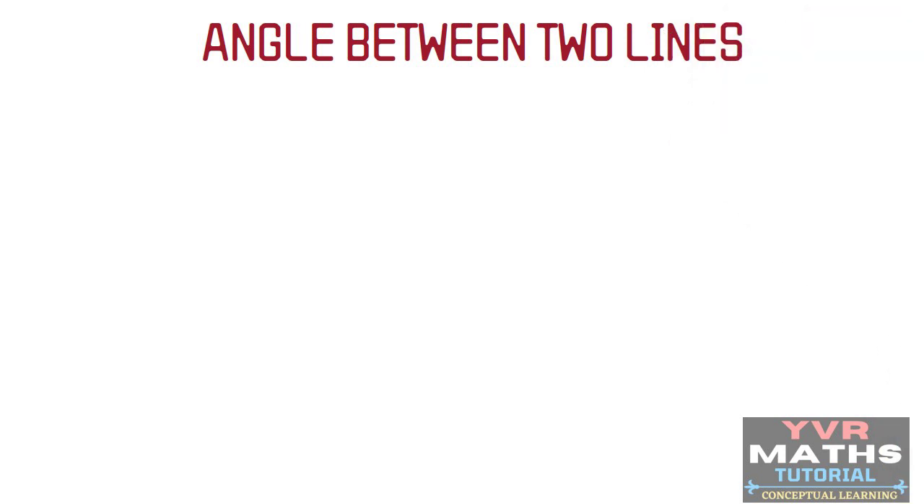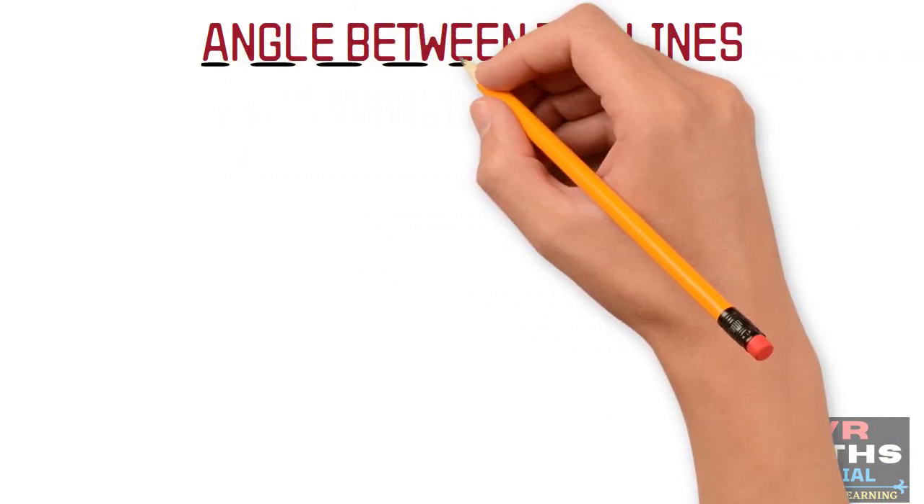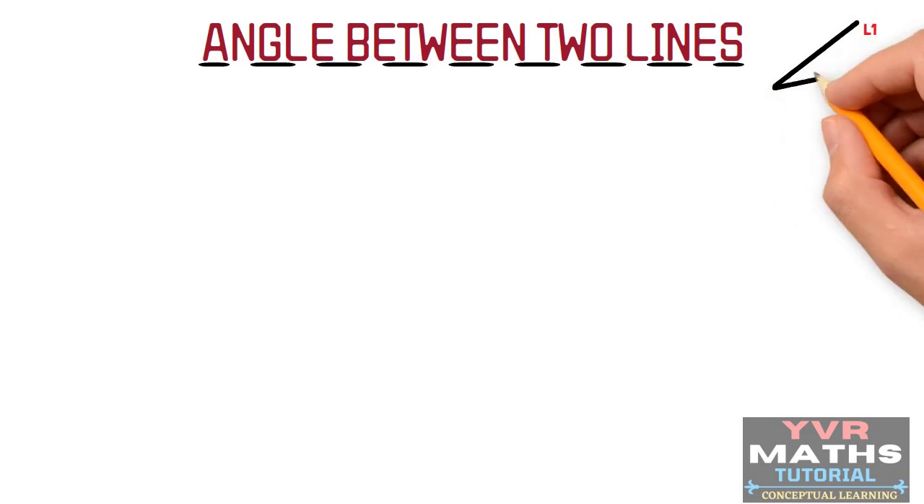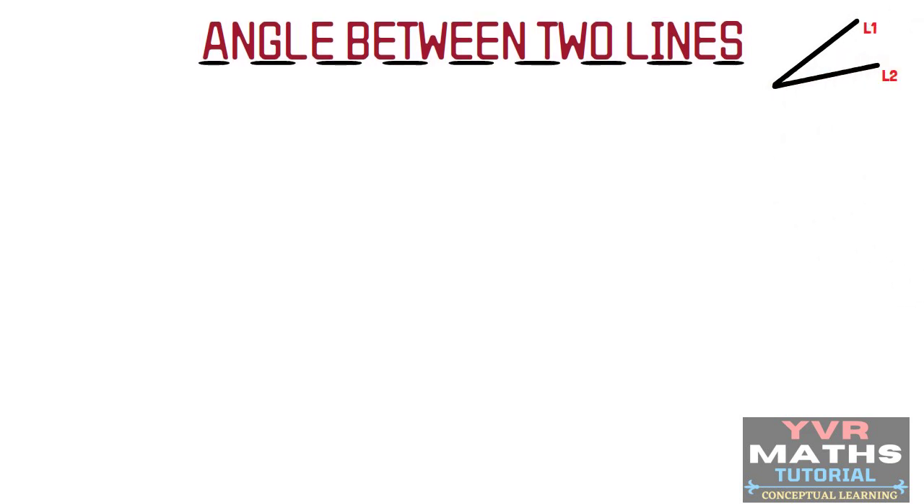In this class, I will find the formula for the angle between two vectors in terms of their direction cosines and also in terms of their direction ratios. First of all, I will explain this concept by taking a small diagram. Consider the line L1 and another line L2. Now, how can we define the angle between these two lines?